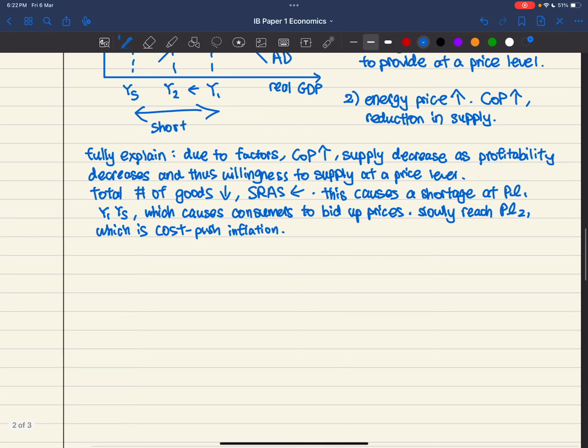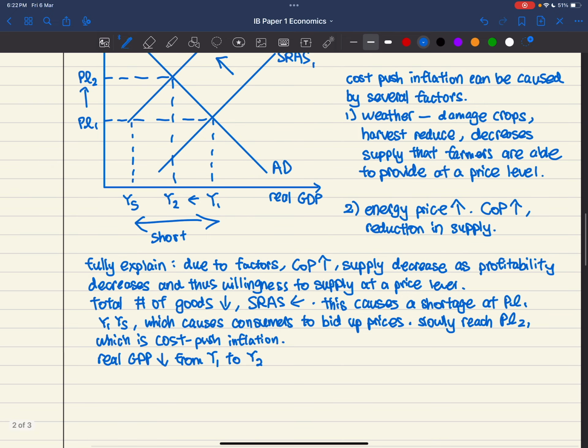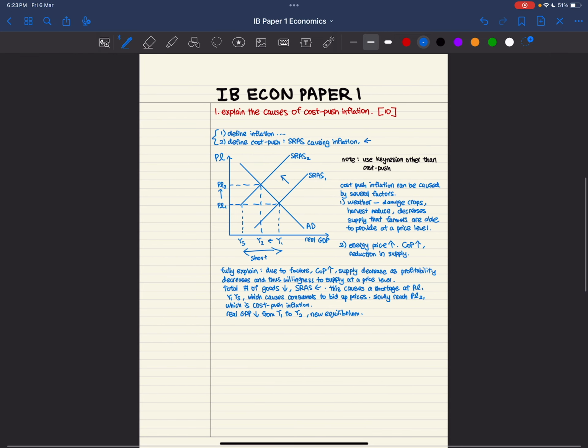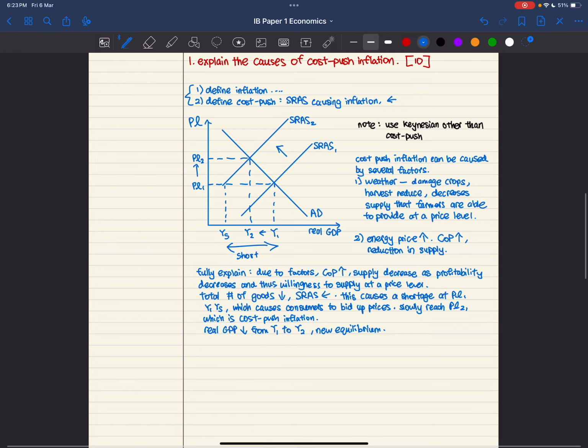Okay, and then you can say real GDP decreases from Y1 to Y2. You can say a new equilibrium is formed at blah blah blah. So that's the 10 marker. And this will get you a very high score already. Just be clear and concise, and that can be done.